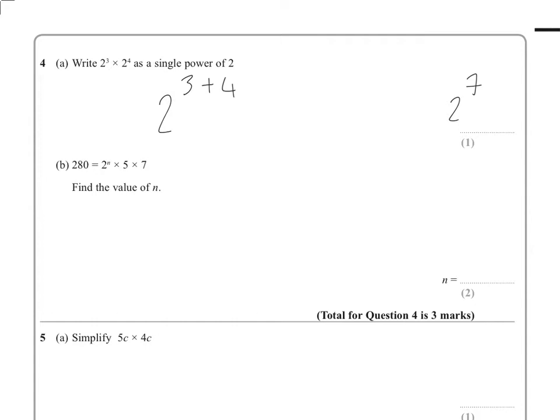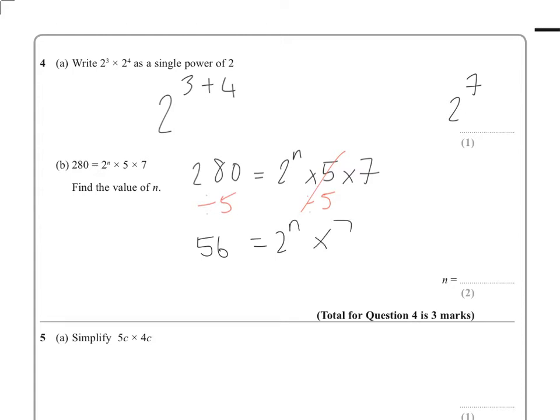280 equals 2 to the power of n times 5 times 7. Well, if I reverse that process and say divide by 5 on both sides, leaving me with 56 equals 2 to the n times 7. Again, opposite of times 7, divide by 7. So 8 equals 2 to the power of n. Trying different values of n, you'll find that 2 to the power of 3 equals 8. So therefore n equals 3.